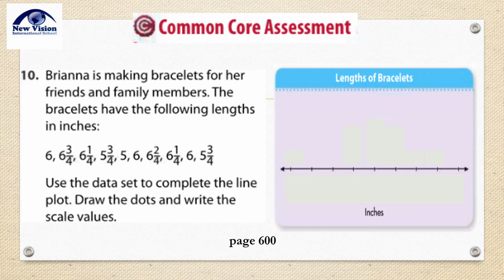In this problem, you must arrange the numbers like this. And you put 1 dot above 5, 2 dots above 5 and 3/4, 3 dots above 6, 2 dots above 6 and 1/4, 1 dot above 6 and 2/4, and 1 dot above 6 and 3/4.